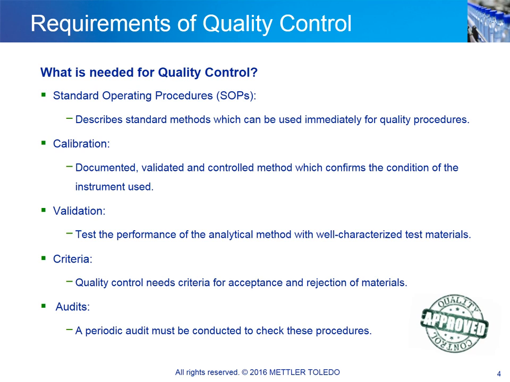The standard operating procedure which is finally used should be validated to test the achievable accuracy and precision of the measured results. They can be validated by using well-characterized test materials similar to the products to be examined. Quality control measurements can be assigned as pass or fail with the provision of specified pass and fail criteria. Finally, a periodic audit must be conducted to check the quality control procedures.